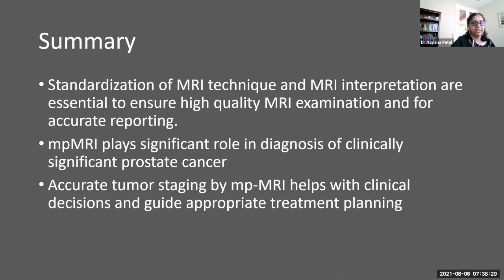Okay, so in summary, the standardization of the MRI technique and MRI interpretation is essential to ensure the high quality MRI exam and for accurate reporting. We know that multiparametric MRI plays significant role in diagnosis of the clinically significant prostate cancer. Accurate tumor staging by multiparametric MRI helps with clinical decisions and guide appropriate treatment planning.